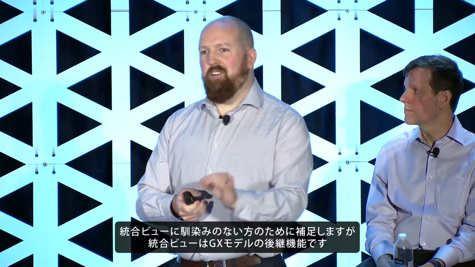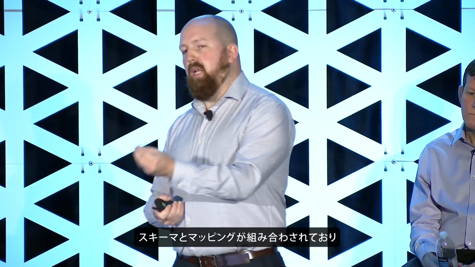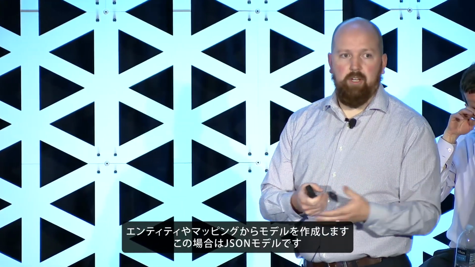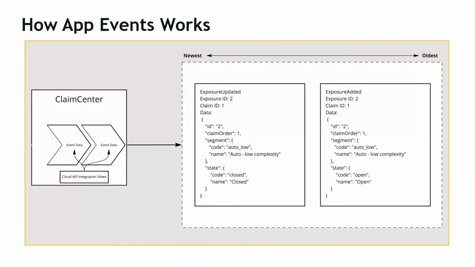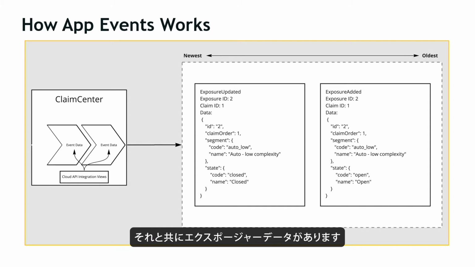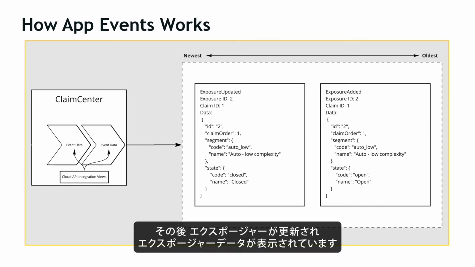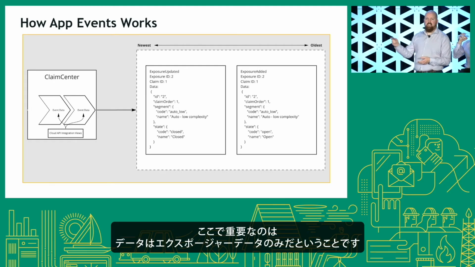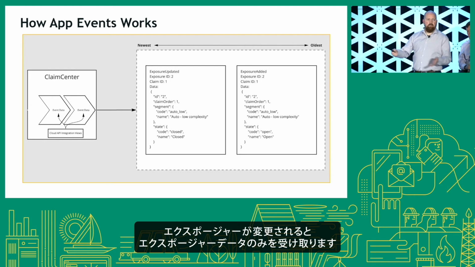And just a quick note, if you're not familiar with integration views, they are a successor to GX models. They are the combination of a schema and a mapping, which produces a model, in our case JSON, off of an entity and various mappings. So you can see here an exposure was added, and we have exposure data along with it, and then an exposure was updated, and we have exposure data along with it. In our case, it went from open to closed. That's the only difference. But key here is it's only exposure data. If the exposure's changed, we receive exposure data.